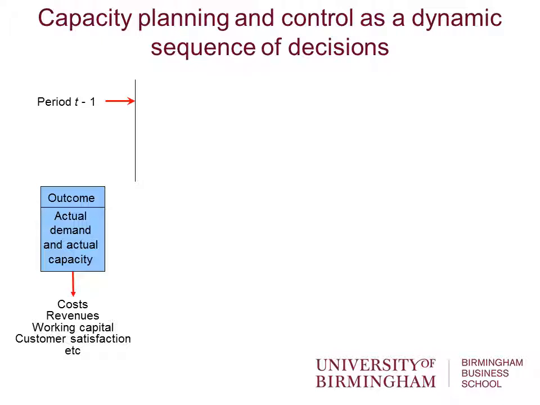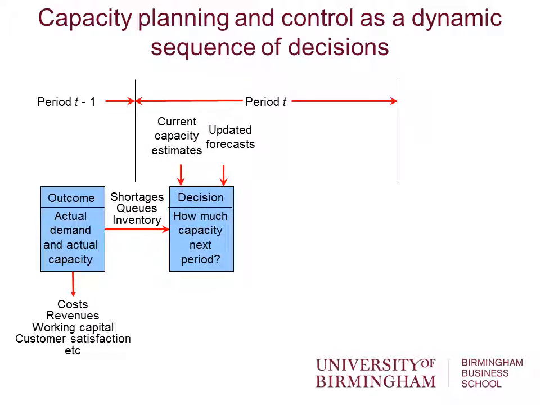This leads to issues of costs. What were our costs? That was determined by our capacity, what we were producing, and revenues, what we received for the production, working capital we needed, customer satisfaction, was demand met, and so forth. The result of that could have been shortages or queues if there was excess demand, or inventory if there was excess capacity.